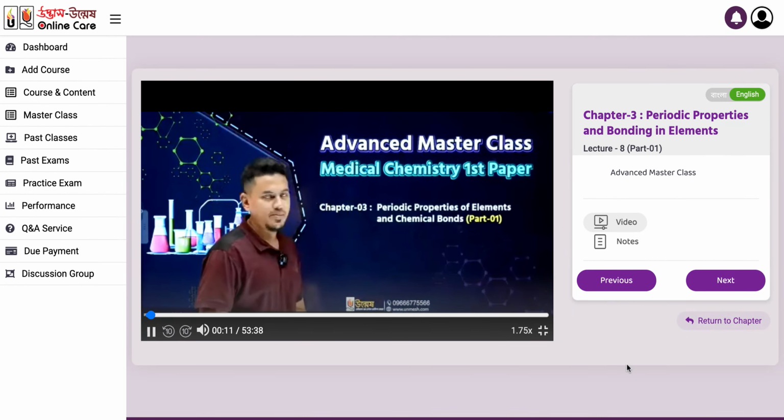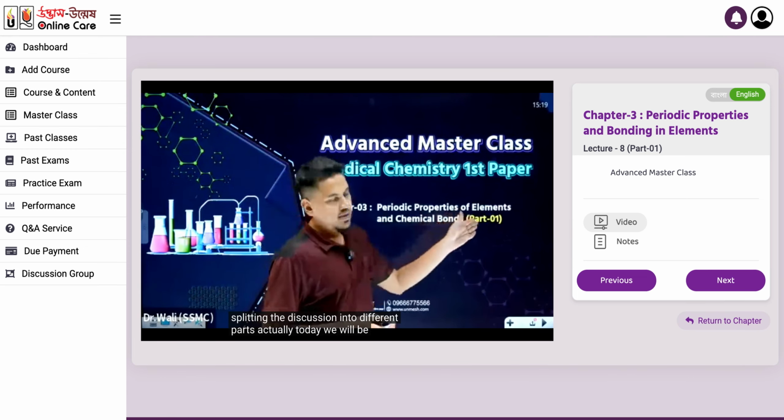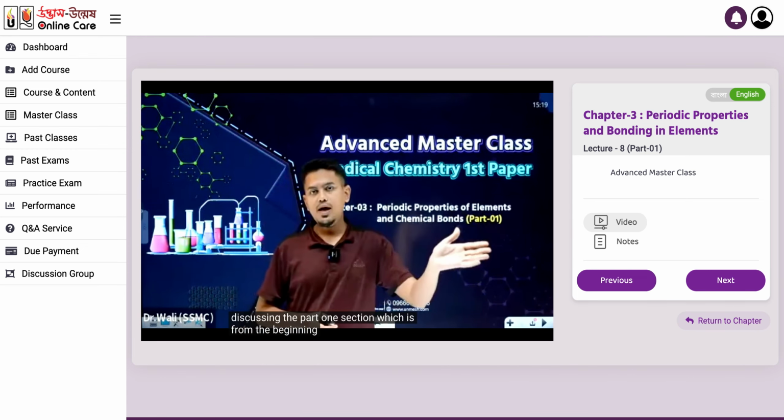Discussing periodic properties of elements and chemical bonds. Basically, we will be splitting the discussion into different parts. Today we will be discussing the part 1 section, which is from the beginning up to the P block.